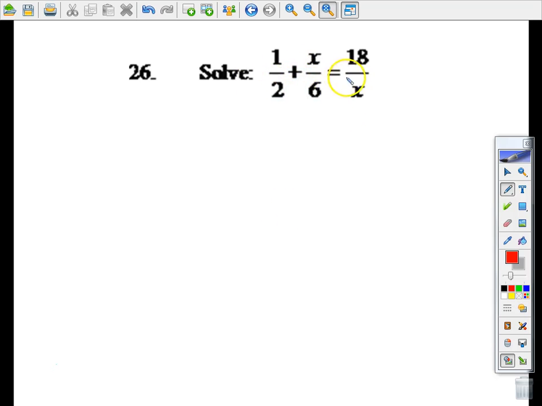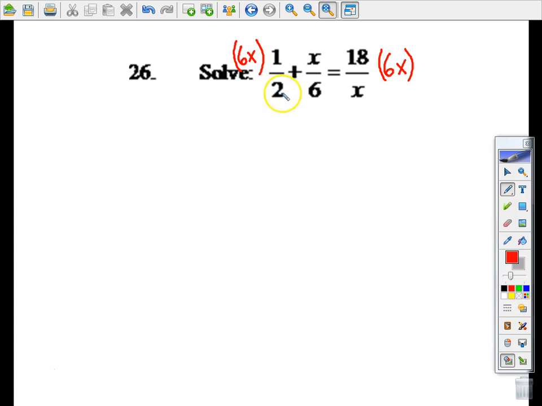I'm solving this rational equation, and to do it, I'm going to find the LCD, and I'm going to multiply by the LCD on both sides of the equation. Well, the LCD, the lowest common denominator for 2, 6, and x is 6x. And I'm going to show that I'm going to multiply by 6x on both sides of this equation. So the way I do this is I'm clearing out these denominators. When I'm finished, I will not have any fractions in this equation.